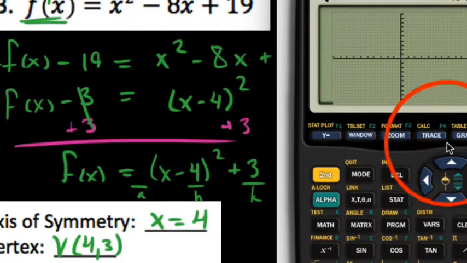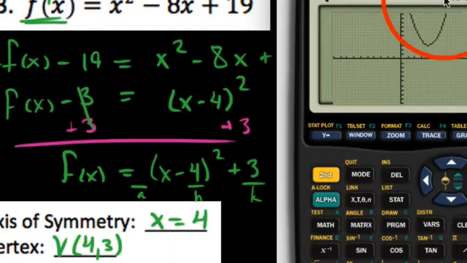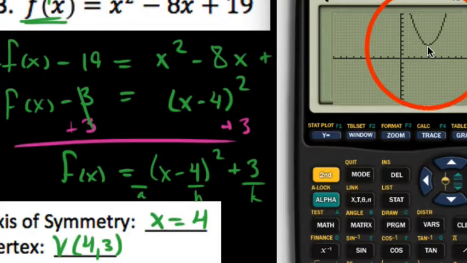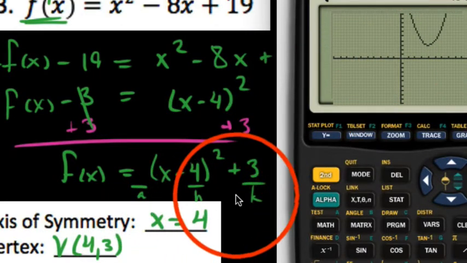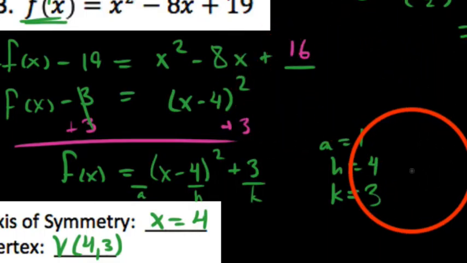So when I graph this, we're expecting to see this thing that opens upward. Our a value was 1, and it has the same width as our parent standard quadratic function. But we see here that we go 4 to the right and 3 up, and this definitely is shifted 4 to the right and 3 up. So very beneficial thing, completing the square, when you want to rewrite something from standard into vertex form.